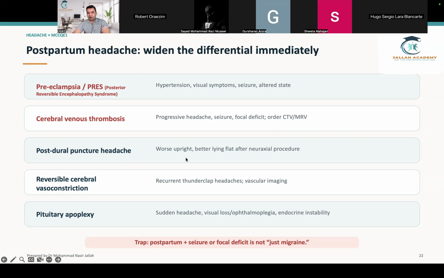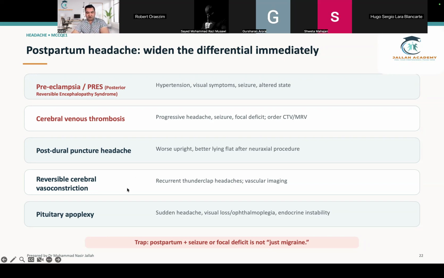Post-dural puncture headache: worse upright, better lying flat, as opposed to intracranial pressure, where when you stand up, the headache is better, but when you lie down, the headache gets worse. The postural, when you stand up or sit up, the headache is worsening, but when you lie down, it gets better. It is the opposite of intracranial hypertension. The post-dural puncture headache is the opposite of increased intracranial pressure.